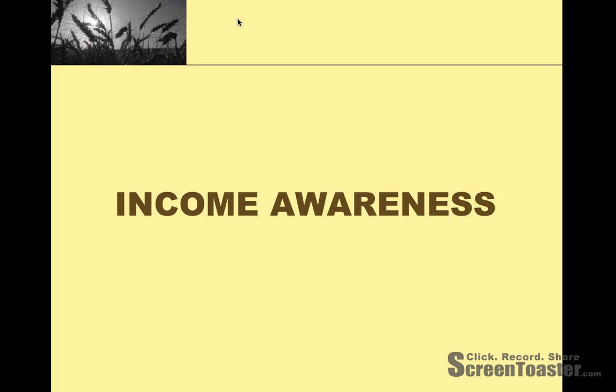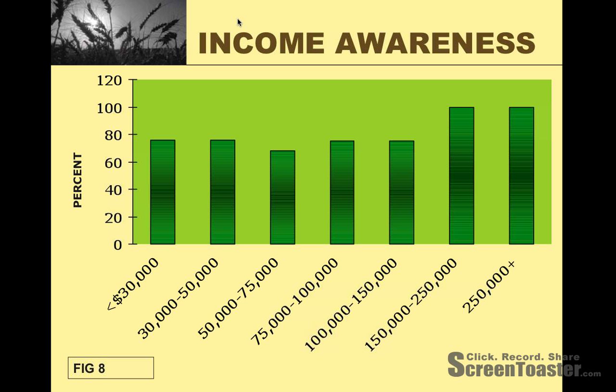Next, I'm going to go over income awareness. In regards to income and awareness, it was pretty even across the board, right around 75% in each individual income level, going from less than 30,000 to 30 to 50,000, 50 to 75,000, and on up. Although there was a slight dip between 50 and 75,000, which was about 68%, and 150,000 and up, we showed about 88%.